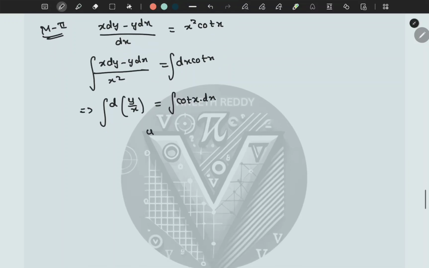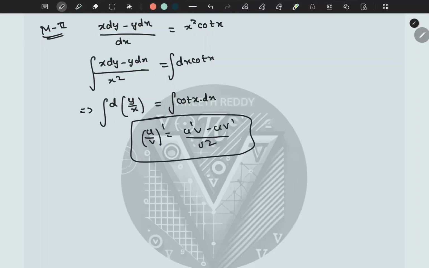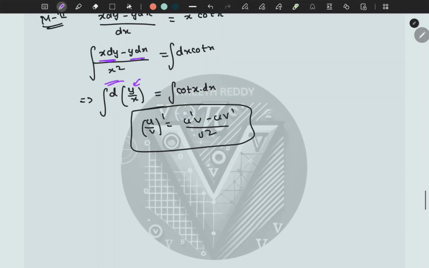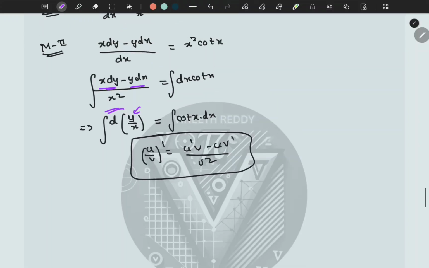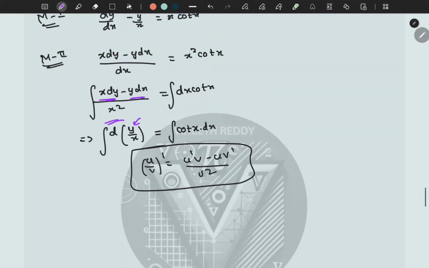So just see, (u/v)' is (u'v minus uv') divided by v squared. With that logic, how do I differentiate this? This should be u', that means dy times x minus y times dx, divided by x squared. That's what we get here, right? Is that clear? So how do we get this idea? Having solved this type of question, from next time you should be getting this idea.